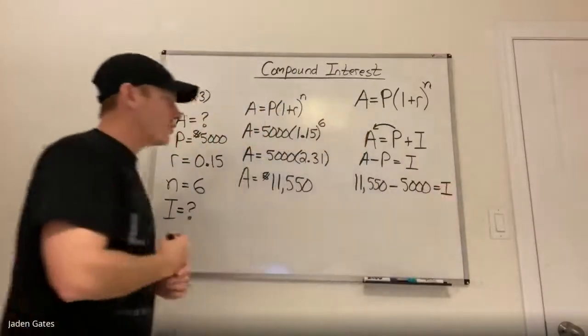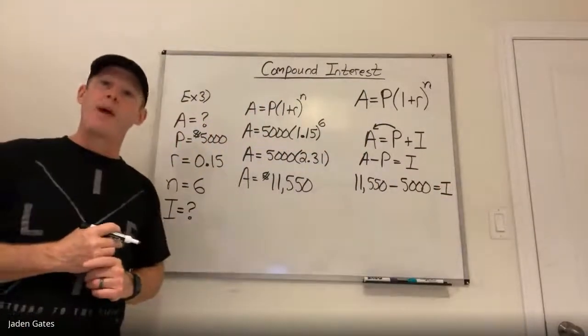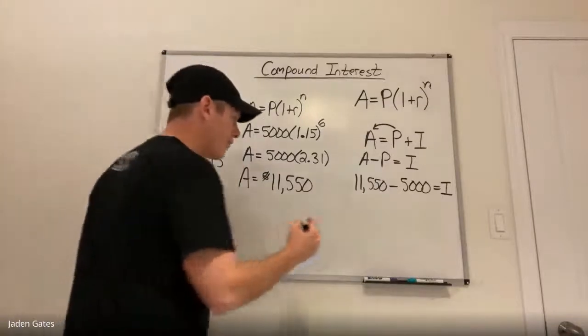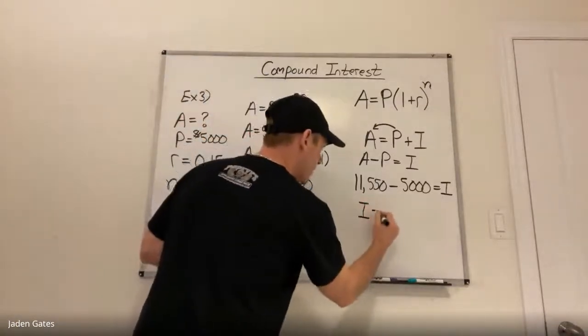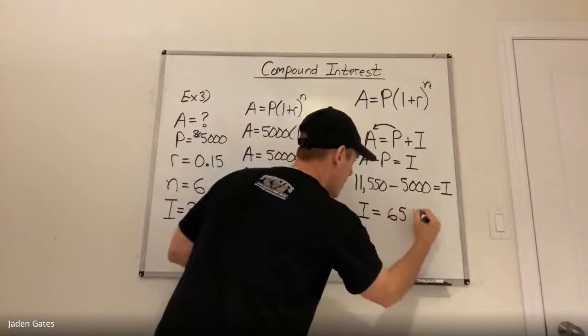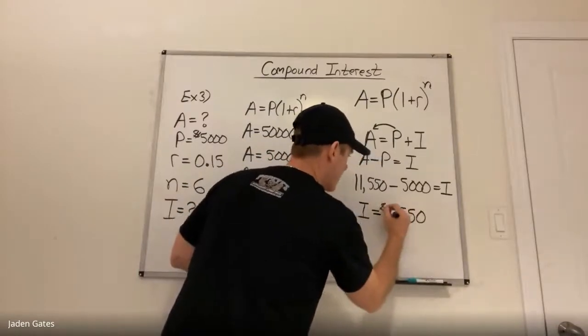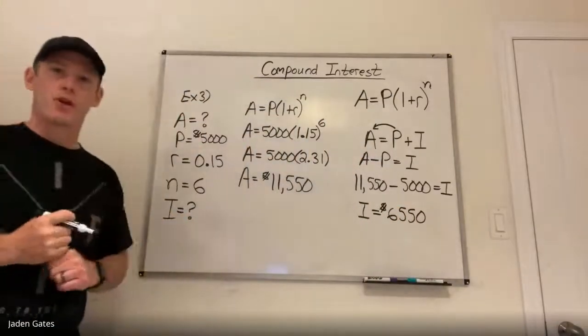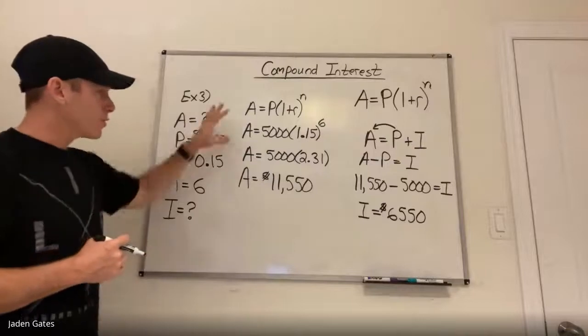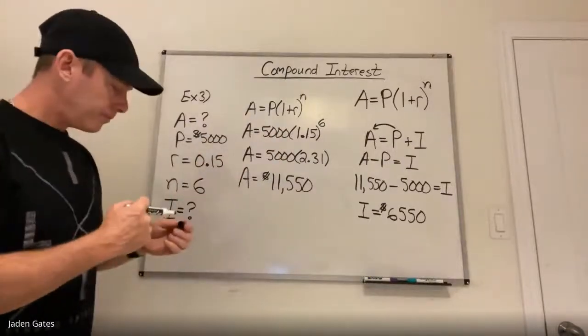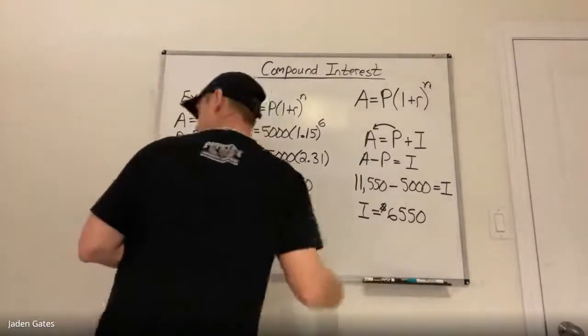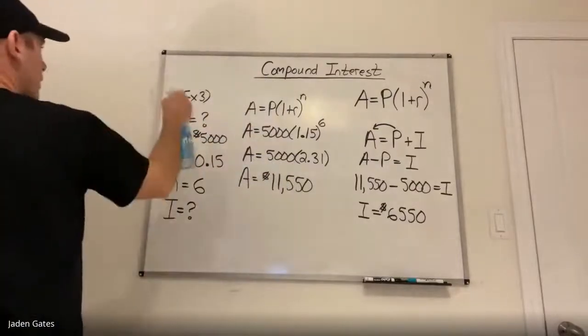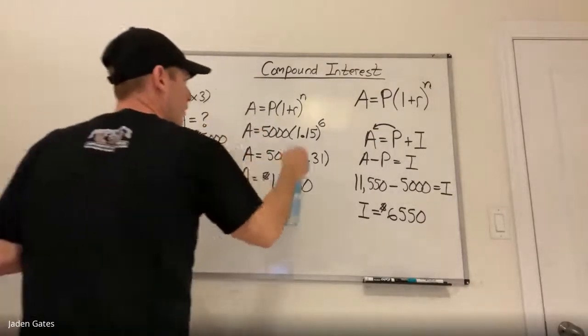And so if I take those two numbers and I subtract them, I get how much interest, in this case, investing, that was made. And so it's going to be $6,550 of interest was accumulated. There we go. So again, compound interest. All right, try one more of those.